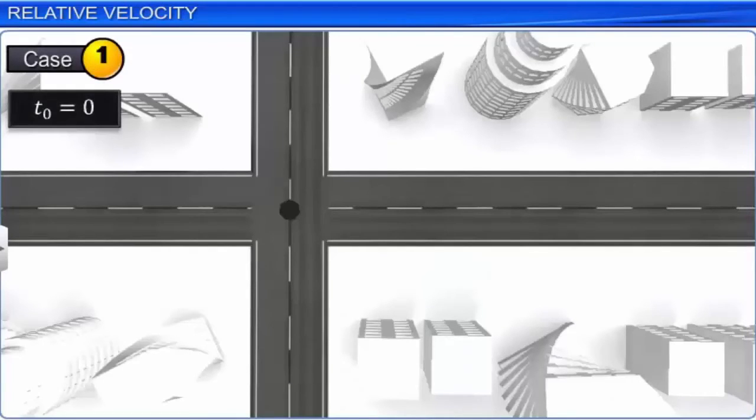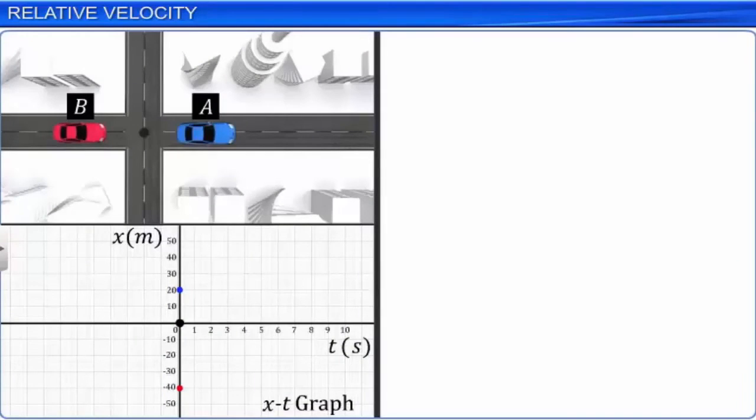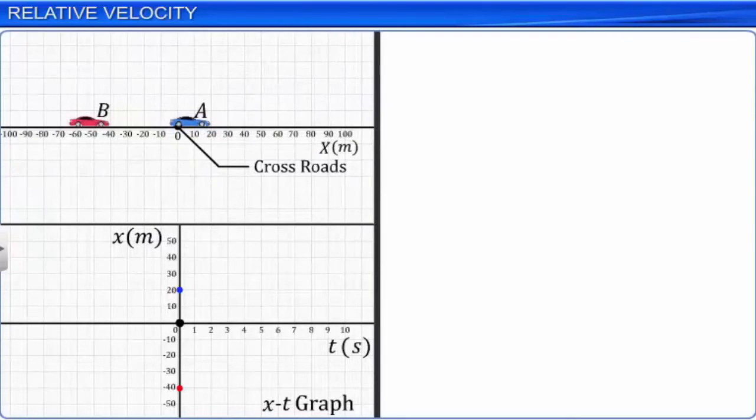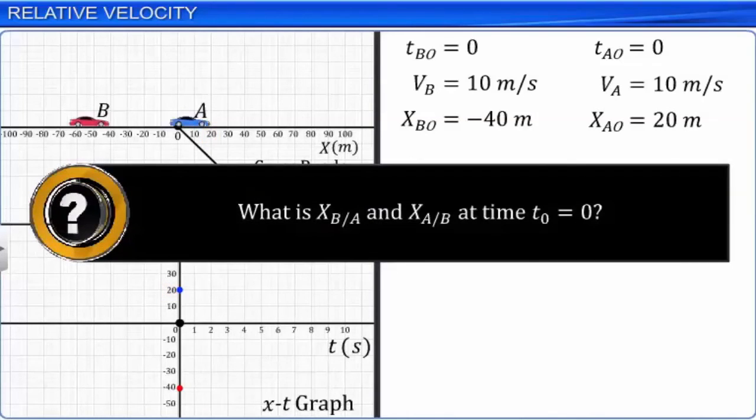Case 1. Cars A and B are moving on a straight road with equal uniform velocity of 10 meters per second. At the time of initial observation, that is, when t_0 is equal to 0, B is 40 meters behind the crossroads, and A is 20 meters in front of the crossroads. What is xB by A and xA by B at time t0 equal to 0?